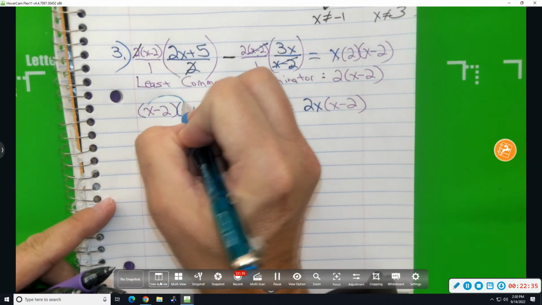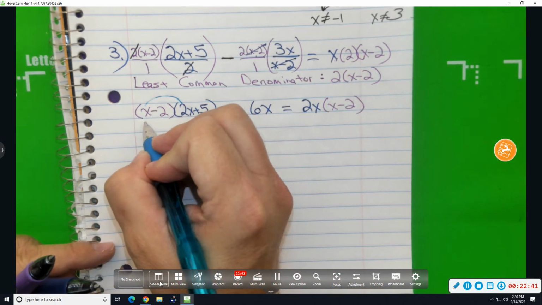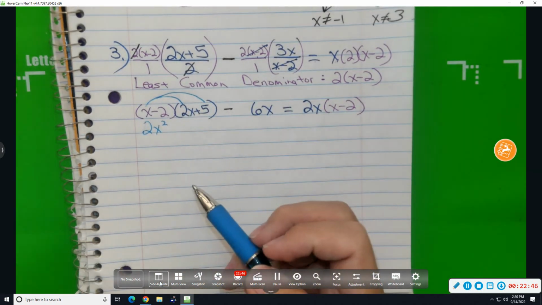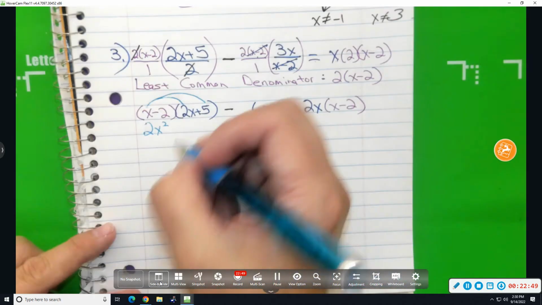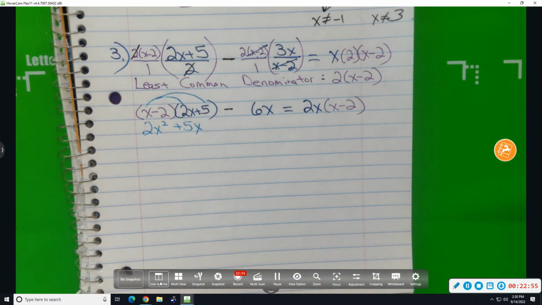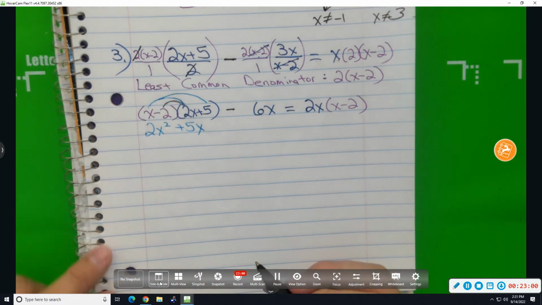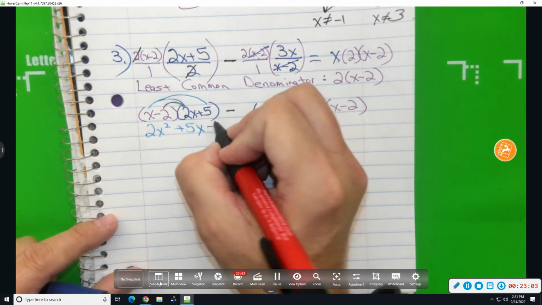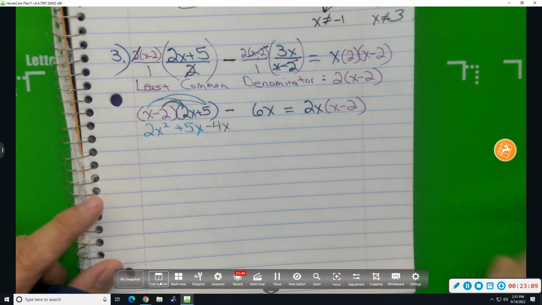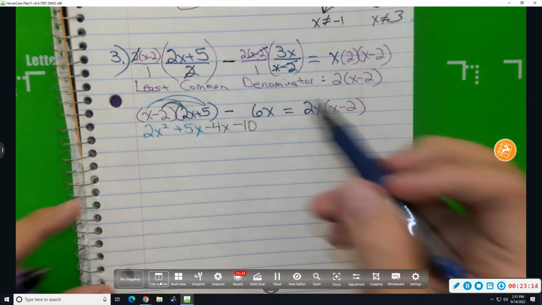So, let's see. First, x times 2x gives me 2x squared, I agree. Outer, x times positive 5. Oh, I don't like that color. It's not showing very good. Inner, negative 2 times 2x is negative 4x, I agree. Last, negative 10. And we still have that minus 6x I'm going to bring down.